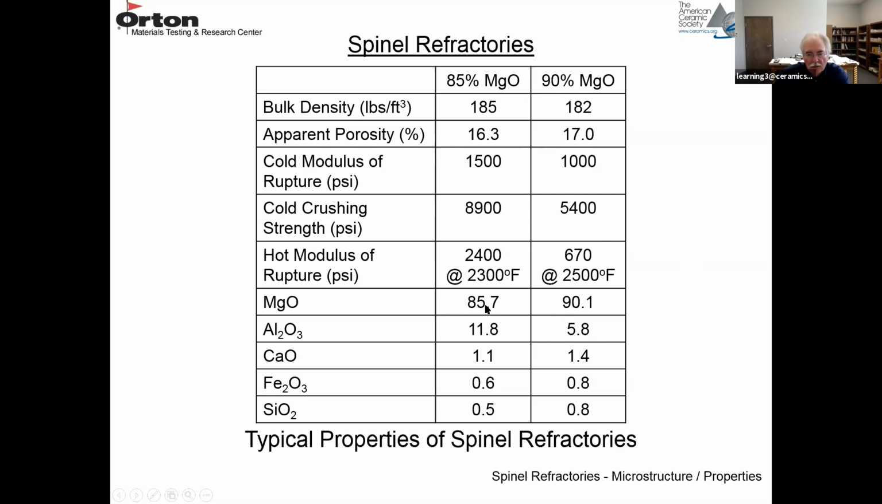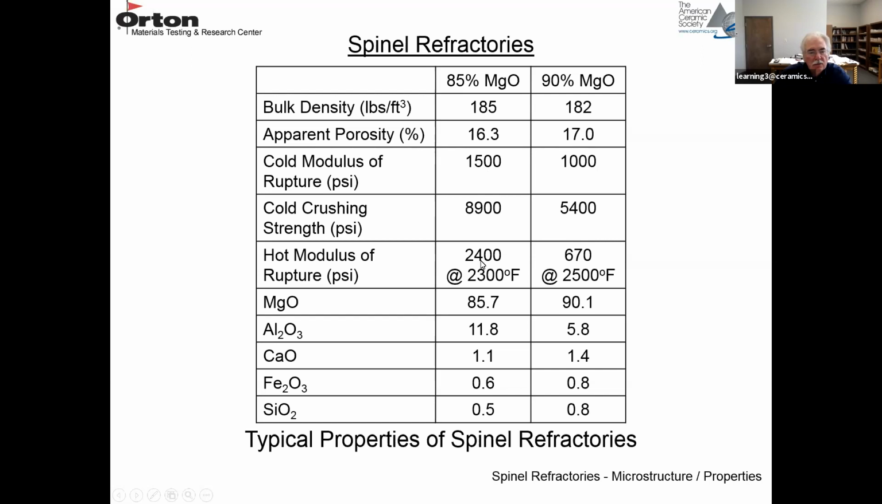You can see the alumina content is quite high, 85 and 90, and then the MgO content is quite high, 85 and 90, and the alumina content is primarily the balance. So these are both spinel plus MgO. So spinel and periclase are the two phases, polycrystalline materials. Density is about 180 to 185. Porosities around 17%. Cold MOR over 1,000 in both cases, and cold crushing over 5,000 in both cases, relatively good.